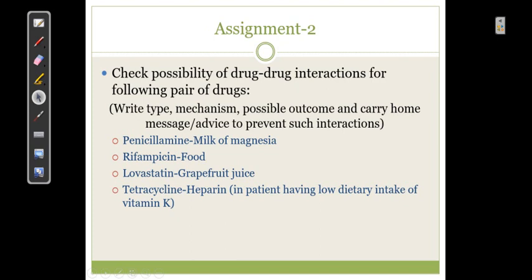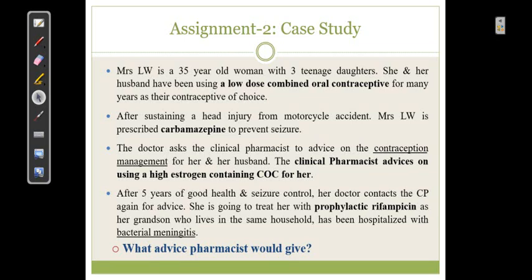The second assignment is a brainstorming session, a case study. You can pause the video and go through the sentences which I have written. This is a very important type of exercise. It will help you go for higher order thinking, and learning will also be enhanced if you go through this case study and problem based learning approach. That will definitely enhance your skills.